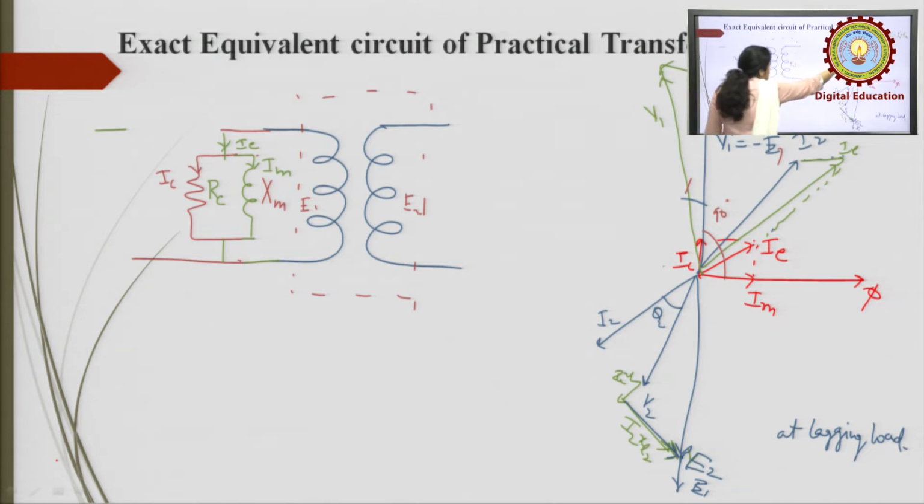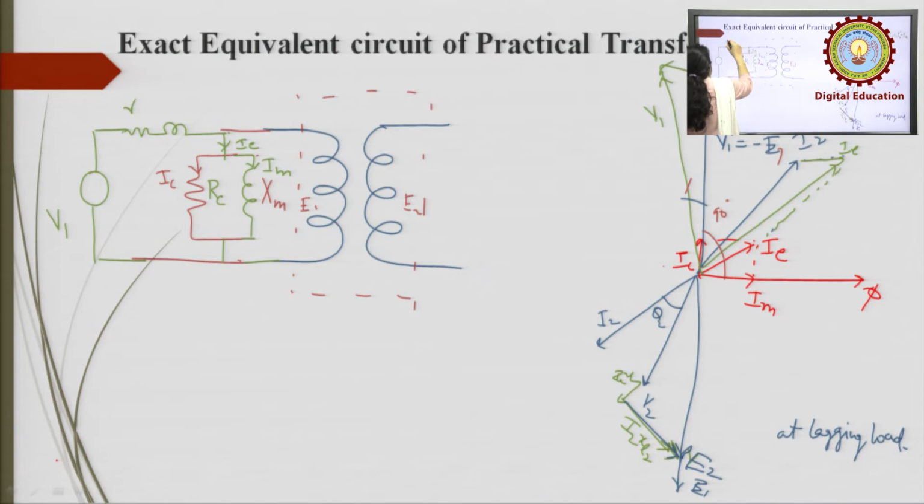So, the winding resistance and the leakage reactance due to the leakage flux are in series with the circuit, and this represents V1. So, this is R1, this is X1, and it carries suppose the I1 current. So, this is I2 dash, and what about this side? On this side the load is connected, so the drop is there.